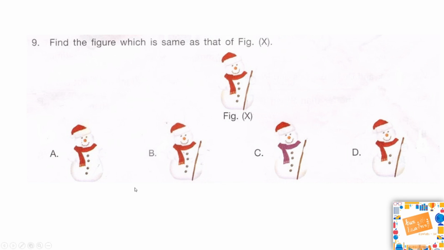Well, this is more on your observation skills. Here the correct answer is option B, because if you look at each of the other figures, they are missing something or the other. For example, option A is missing the stick, option C has a different color of scarf, and option D is missing the buttons. Hence, B is our right choice, where everything matches.